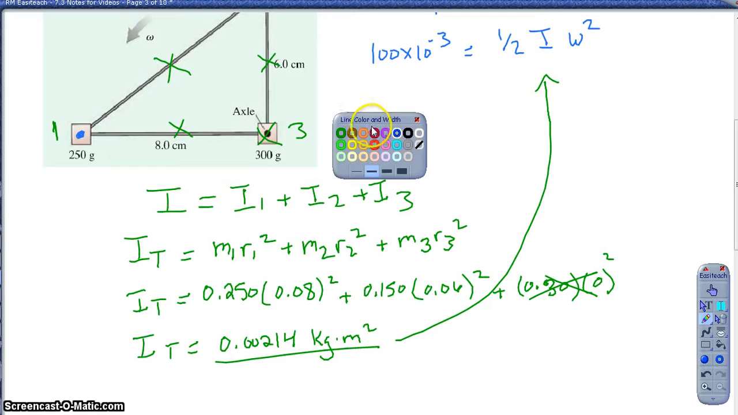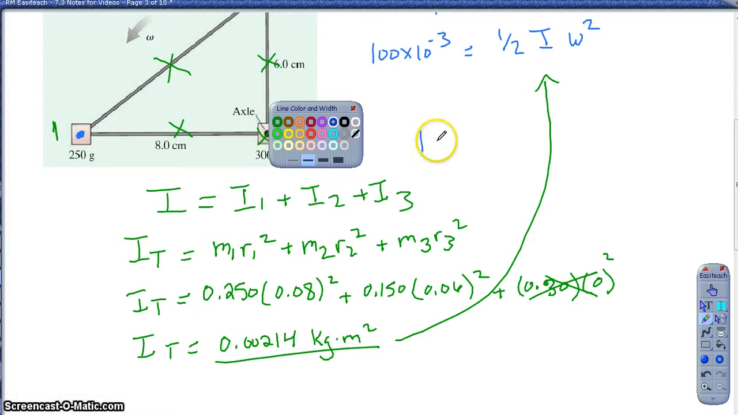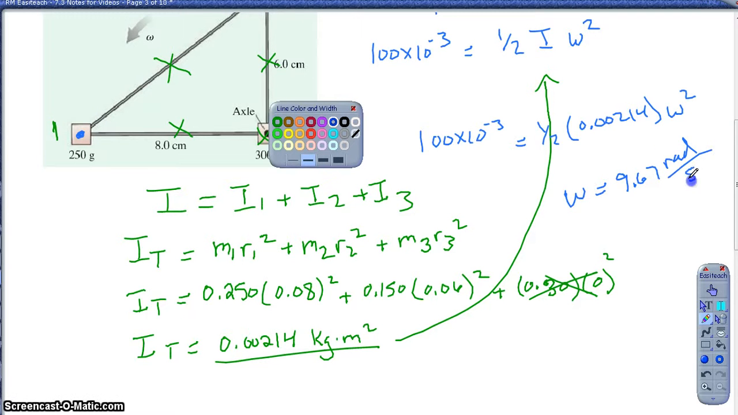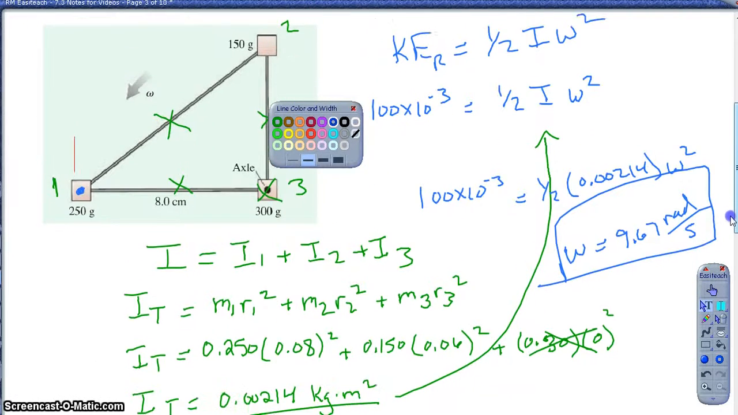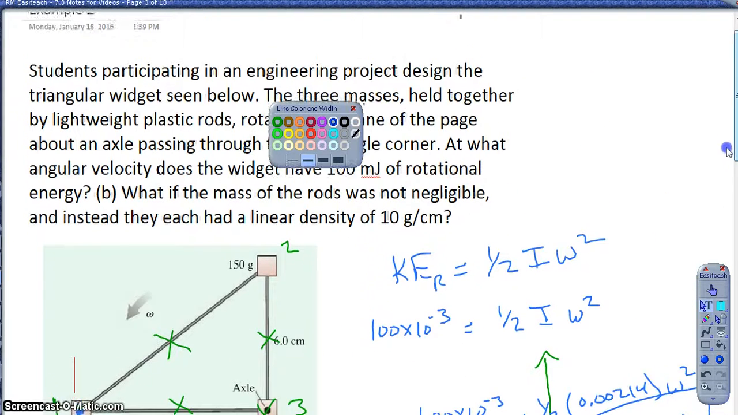So bringing that back together, I know my kinetic energy is, again, 100 times 10 to the negative third, which in other words is 0.1, equals 1/2 my moment of inertia, which I just found, 0.00214, times omega squared, and I now just need to solve for omega squared, right? So a pretty easy solve as soon as we get this set up, and we can find our moment of inertia. So solving for omega squared, we get the square root of that, and it's about 9.67 radians per second. So the angular velocity of this system, assuming that the rods themselves are massless, is 9.67 radians per second. Okay, so part A, hopefully nothing too bad.